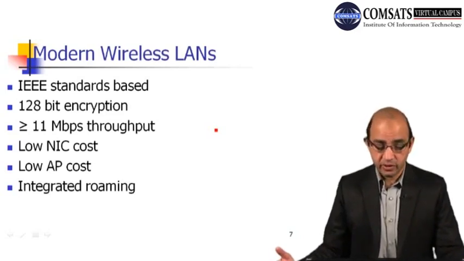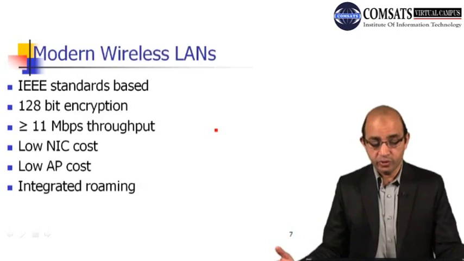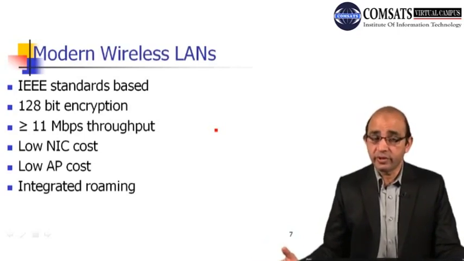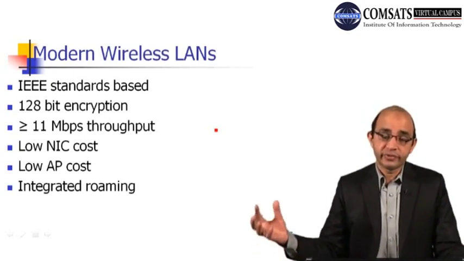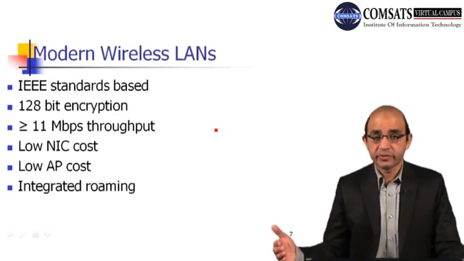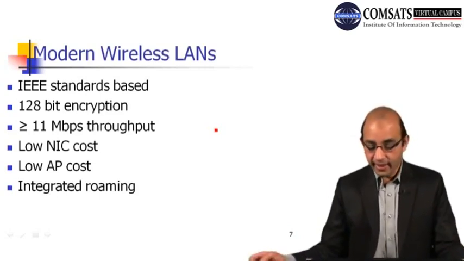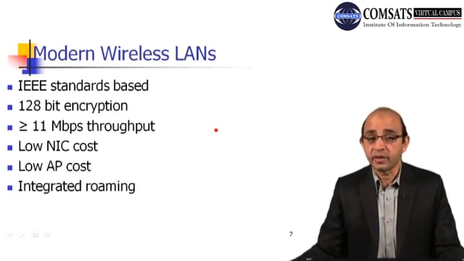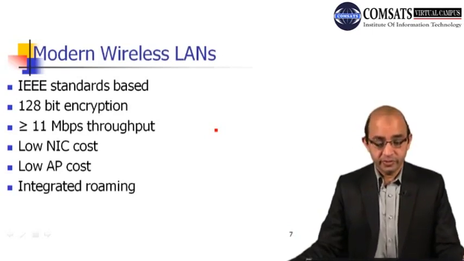128-bit encryption was launched, and the throughput, the data rate, is also improved. Nowadays it is more than 11 megabit per second, and the cost was also reduced because every vendor was following a certain standard. They have the same product with some differences. So of course, the cost is reduced for interfacing, and the cost is also reduced for access points. And now they have integrated roaming, as a result of the standardization and improved design procedures.